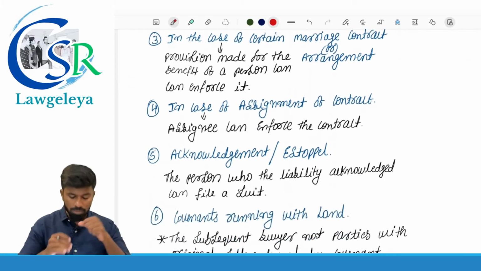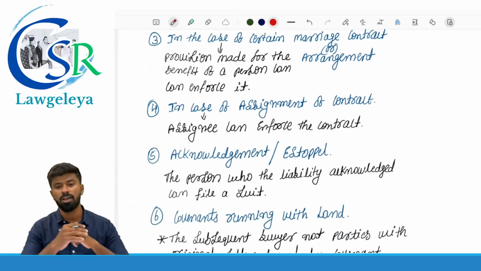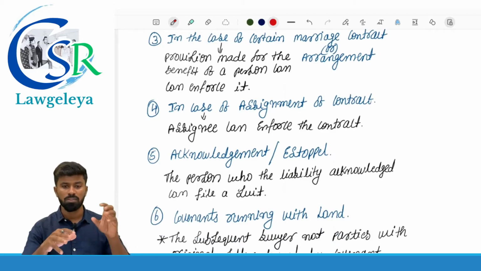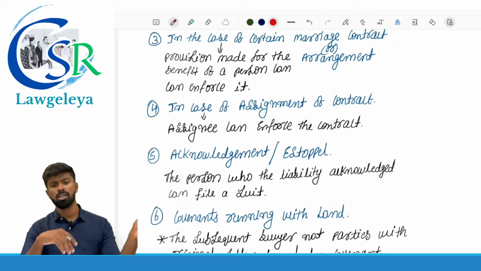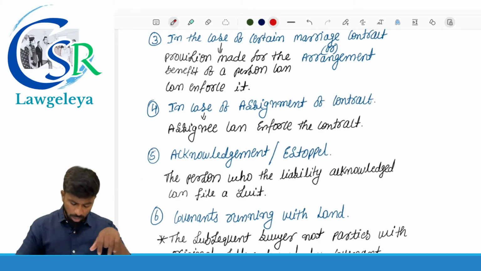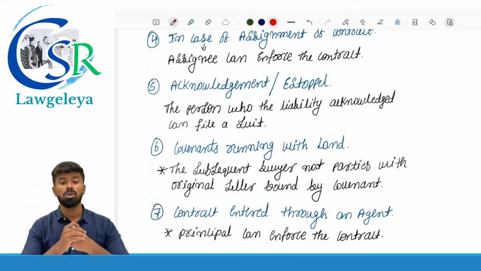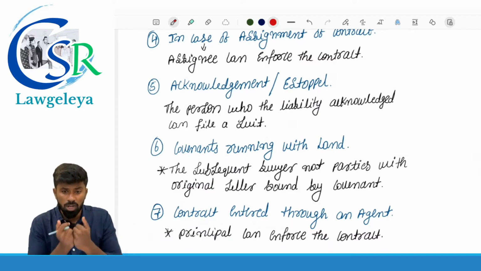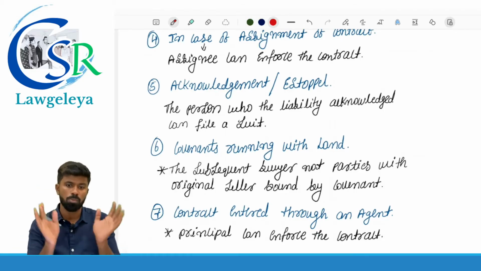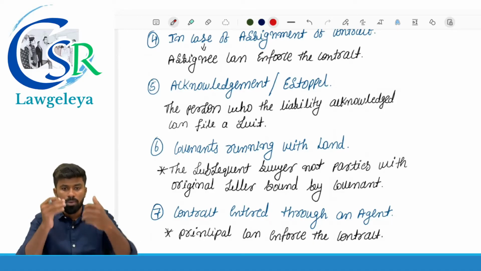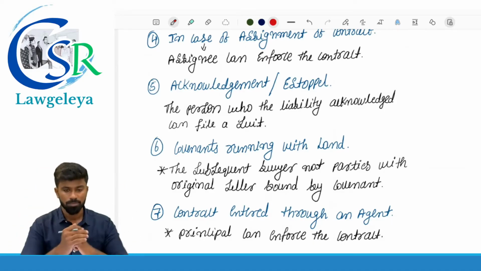Next one, in case of assignment of contract, who can file a case? The assignee can file a case. What is assignment, sir? Transfer of rights by one person to another person through an assignment deed is called assignment. In case of assignment, who can file a case? Assignee can file a case. Next one, acknowledgement or estoppel. If a person makes an acknowledgement of his liability or admission of liability to a third party, then the third party can file a suit based upon the principle of estoppel. When you admit your liability, you cannot deny it later.